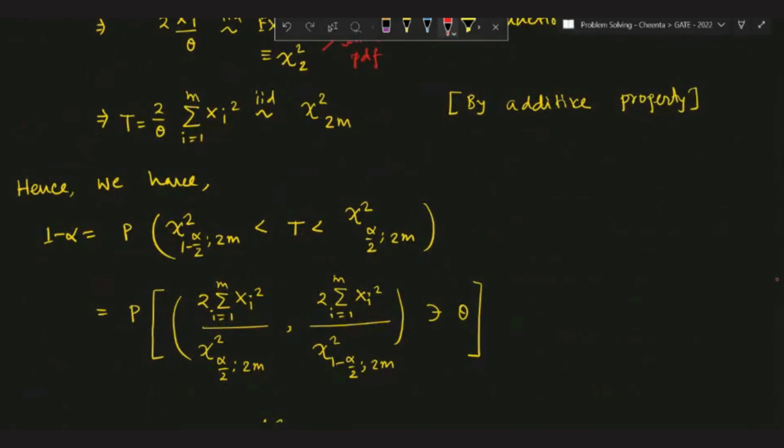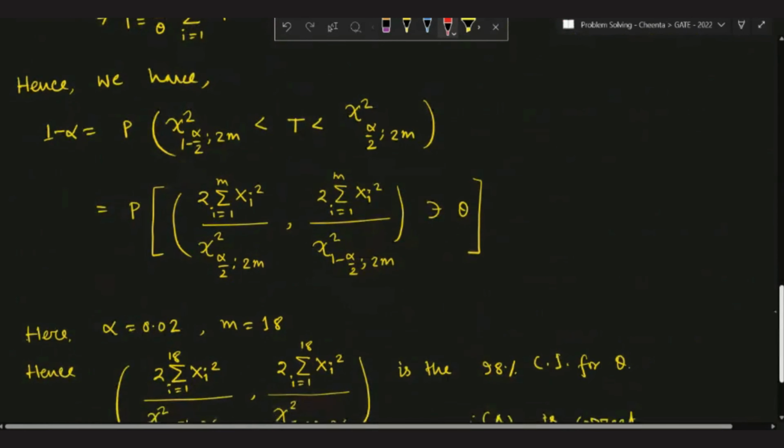So we define our statistic, not statistic, we define a random variable as 2 by theta summation i equal to 1 to m Xi square, which follows a chi-square 2m distribution.